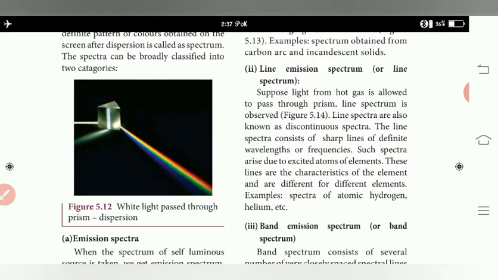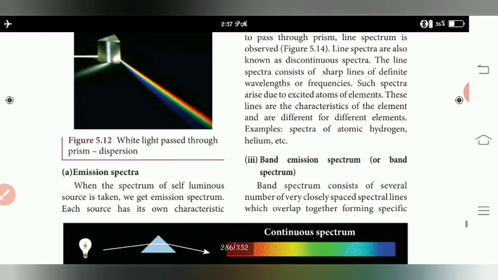These lines are characteristics of atoms, and they are different for the different elements. For the hydrogen atom they have different characteristics, and for ammonia they have different ones too. These appear only when the atoms are excited. For example, the spectra of atomic hydrogen and helium.